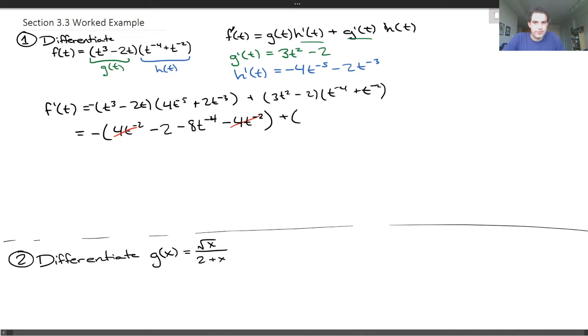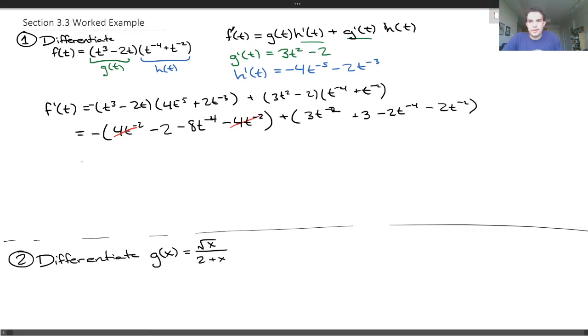All right, now we'll just do the same thing over here. We get 3t to the negative 2. Try to write legibly. This is just going to be plus 3. Here we get a minus 2t to the negative 4 and a minus 2t to the negative 2.